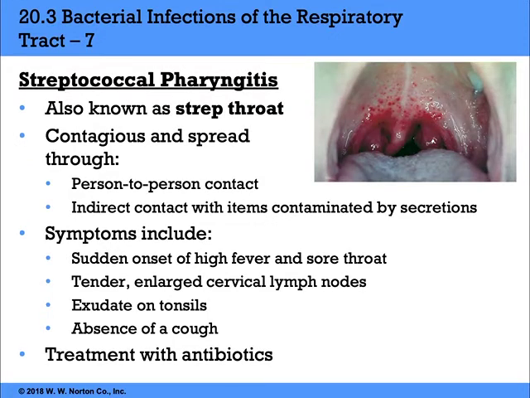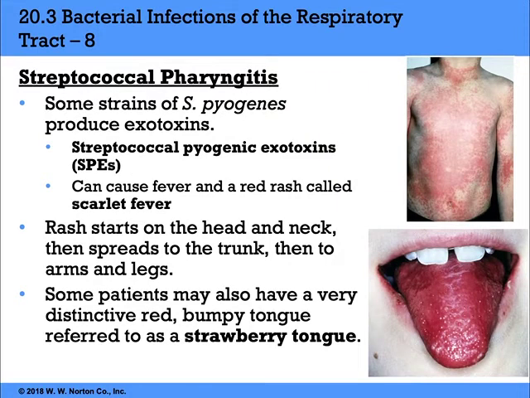Okay. So streptococcal pharyngitis or strep throat caused by streptococcal bacteria, for instance, Strep pyogenes would be an example. It's contagious and it's spread through person-to-person contact and indirect contact with items contaminated by secretions. We see a sudden onset of high fever and sore throat in large cervical lymph nodes, again, because they're draining the infection from the throat, and so they have to work extra hard to do that, and so they swell up and become painful. Exudate on the tonsils, and there's usually no cough, and we treat with antibiotics, okay, and painkillers.